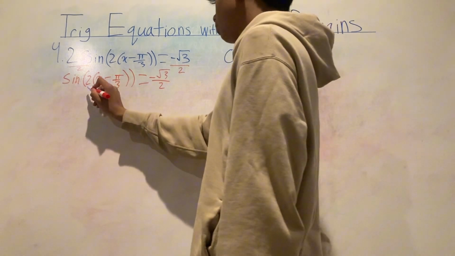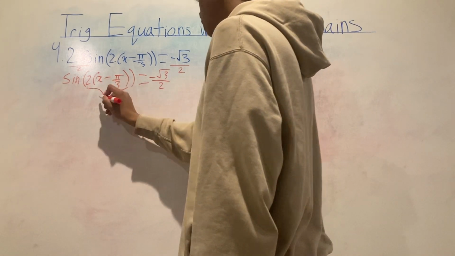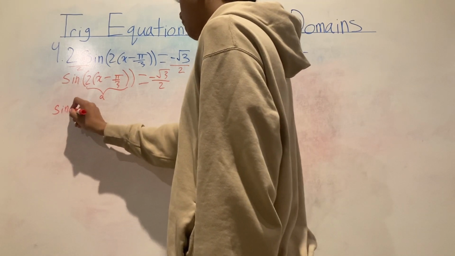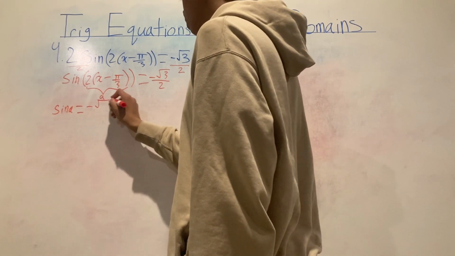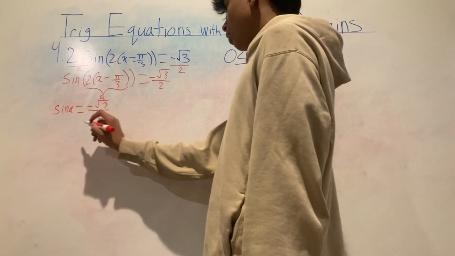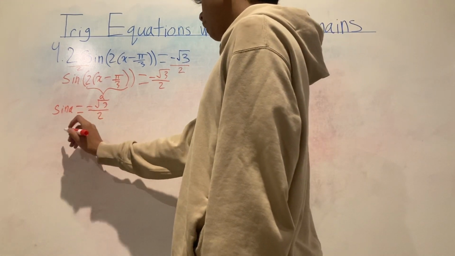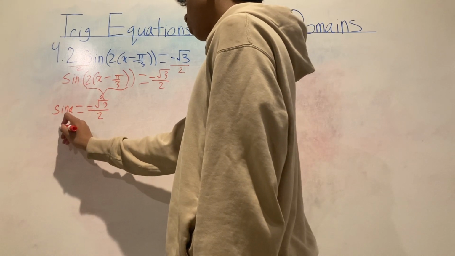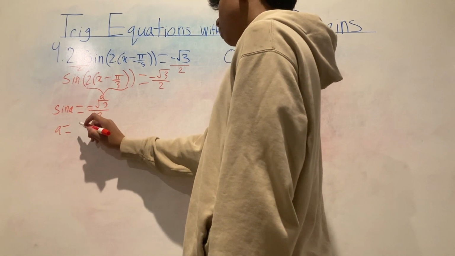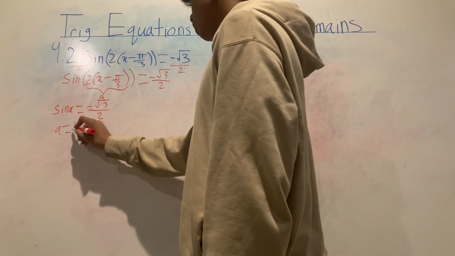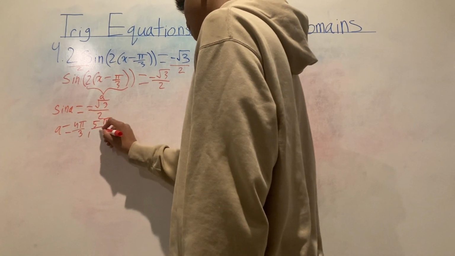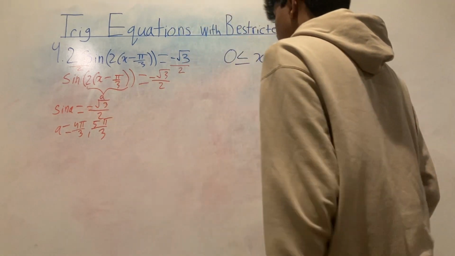And now once again, we're going to set this whole thing equal to a. So now we have sine a equals negative root 3 over 2. And now, where is sine negative root 3 over 2 on the unit circle? So a equals 4 pi over 3 and 5 pi over 3. Okay, now we're going to come back to this.